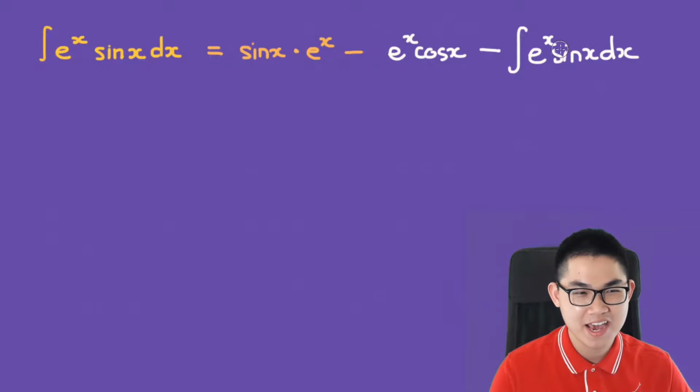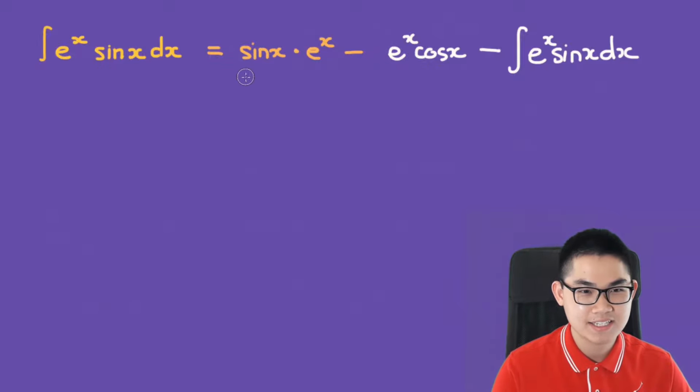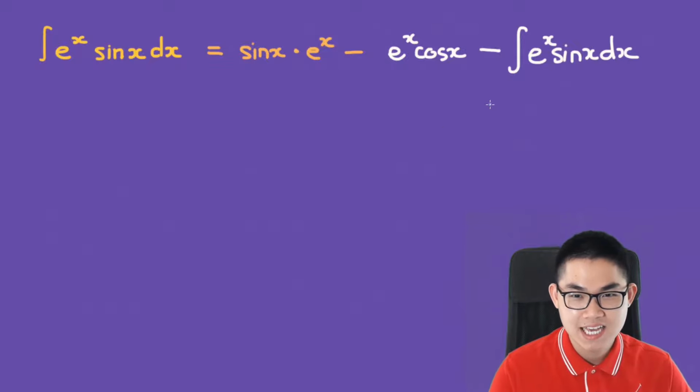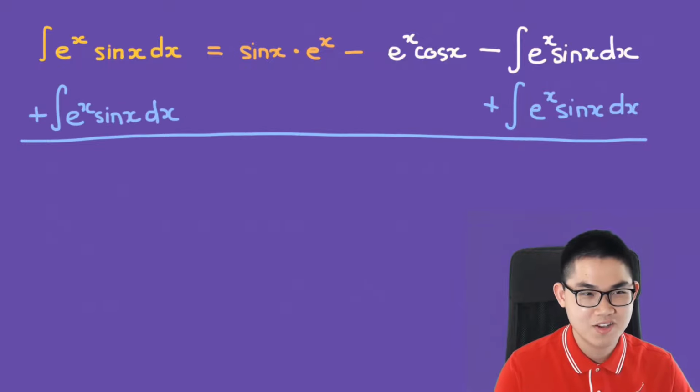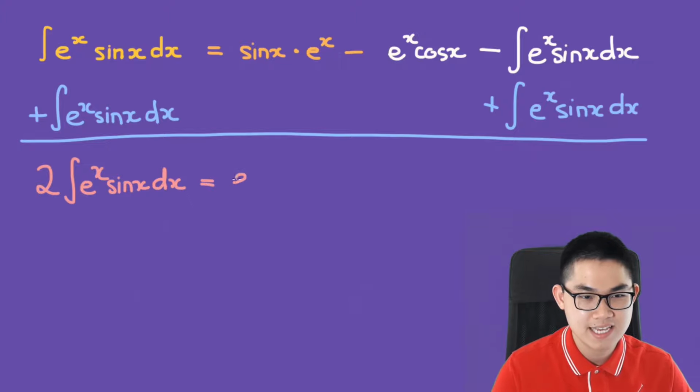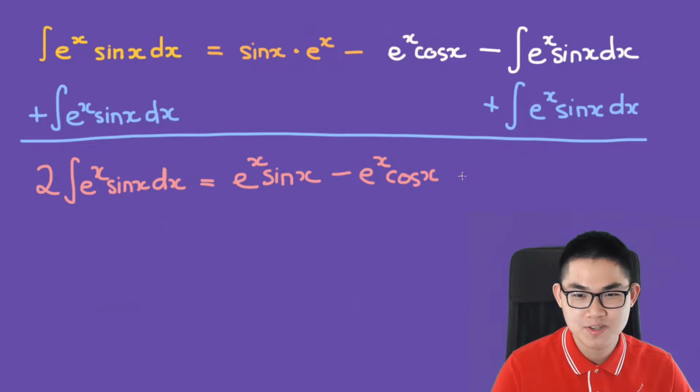Now we have an equation, right? The integral of e to the power of x sine of x dx is equal to all of this, and you also see itself, which is the integral of e to the power of x sine of x dx. So all you have to do in this case is add the integral of e to the power of x sine of x dx to both sides of the equation. So here we will have 2 times the integral of e to the power of x sine of x dx is equal to, this here is e to the power of x sine of x minus e to the power of x cosine of x. And then this will be 0, so plus 0.